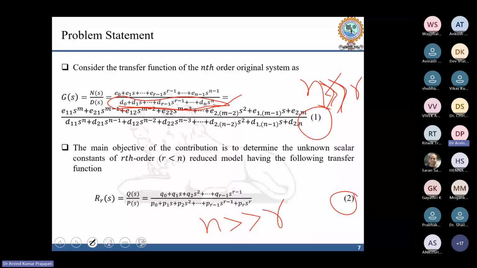So in the frequency domain, what will be given? The transfer function will be given. So our motto is to calculate the transfer function of the reduced model by using some techniques.